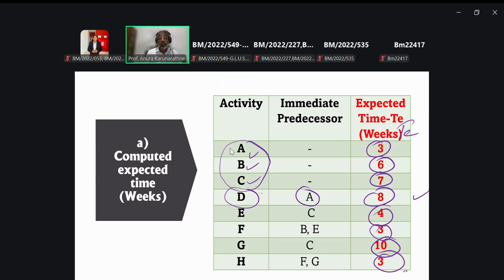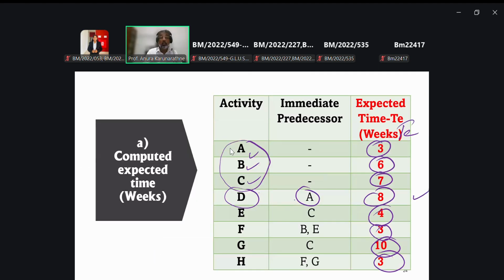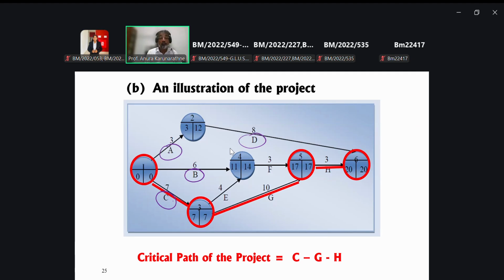Yeah, A after completing A. Go for D, right? Time expected is what we already calculated. Now 8. Then E after completing C. So E after completing C. After completing C, we can see E, right?